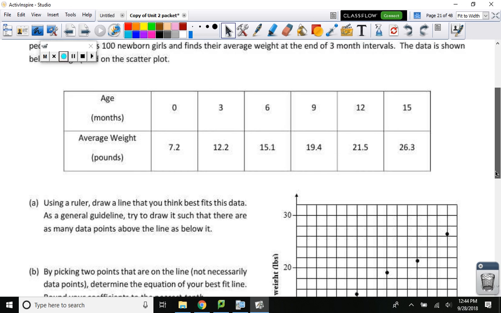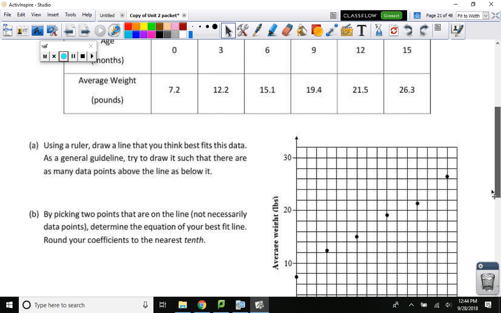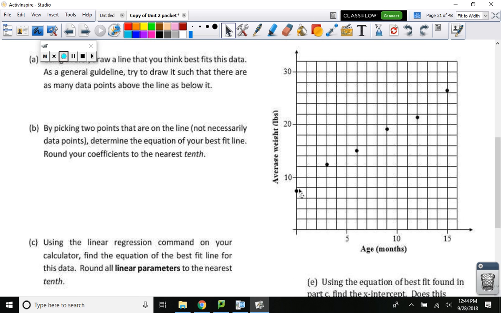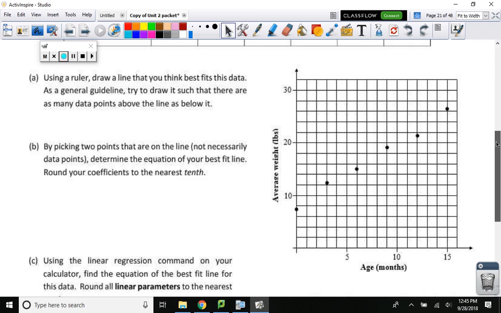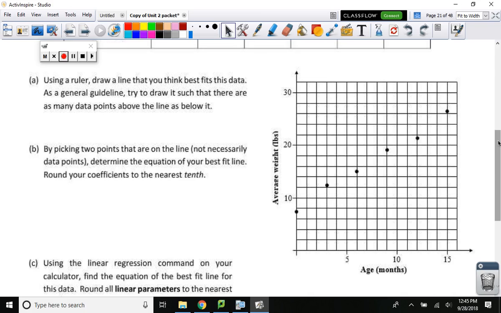And then we take this data and we actually plot it on a graph. So at 0, you're at 7.2. At 3, you're at 12.2 up here. So that's what this represents. When you look at the data, it looks very linear. It's not exactly a perfect line, but it is very linear. So we figure, hey, there's got to be an equation or line that would help us predict pretty well what's going on here.